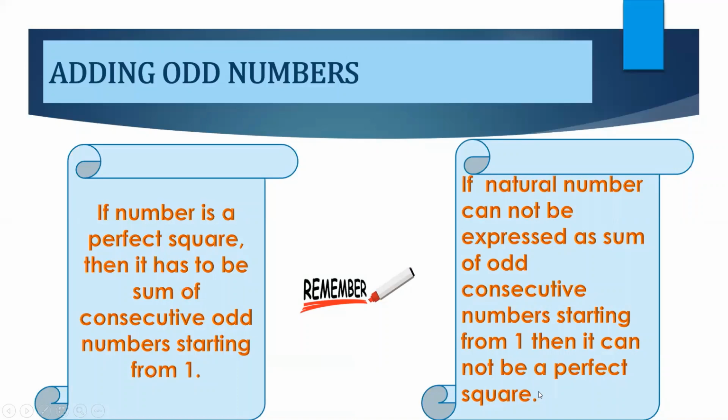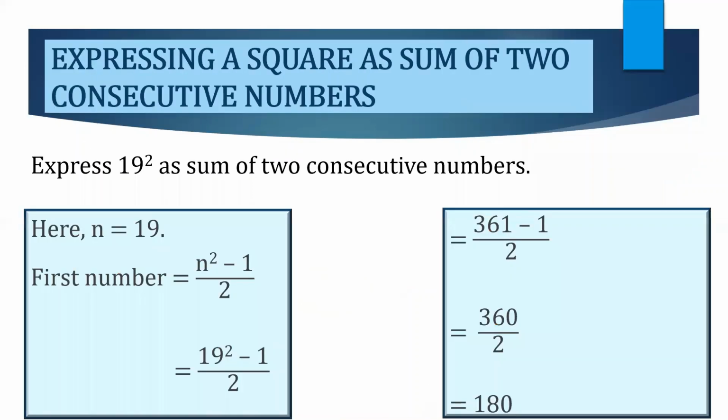Suppose, say, for the number 5, if we cannot write it as the sum of the first odd numbers starting from 1, then we know that 5 is not a perfect square. So again I'm repeating, if a number is a perfect square, then it has to be the sum of consecutive odd numbers starting from 1. And if a natural number cannot be expressed as the sum of consecutive odd numbers starting from 1, then it cannot be a perfect square.